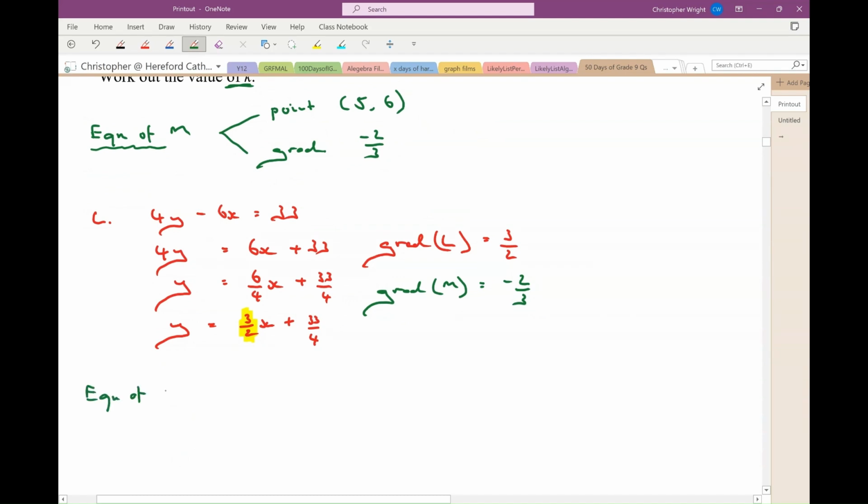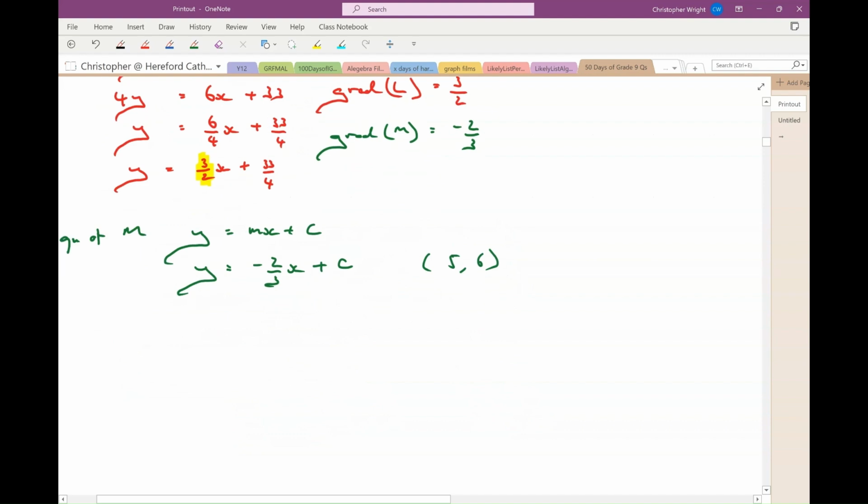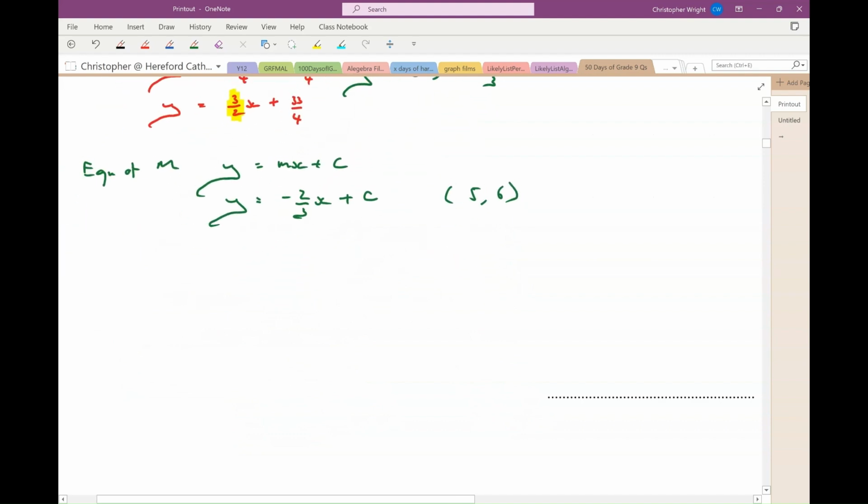Equation of M. Right, I know it's going to be y equals mx plus c, and I know that little m there is the gradient, so it's going to be y equals minus 2/3 x plus c. And now I use the fact that a point on the line is (5, 6). So I know that when x is 5, y has to be 6. So 6 has to equal minus 2/3 times 5 plus c. And that will enable me to find out what c is.